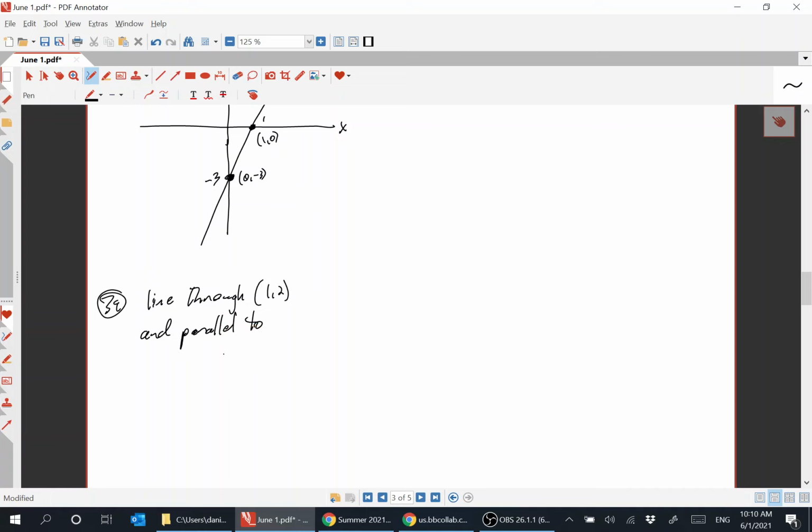Parallel to the line y equals 3x minus 5. Well, parallel means they have what? The same slope. Right? When they have the same slope.